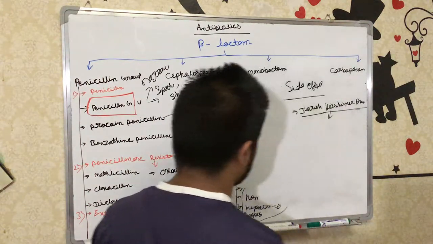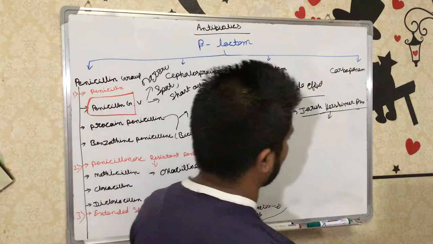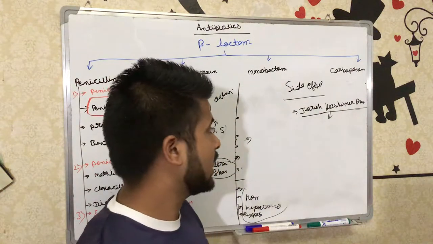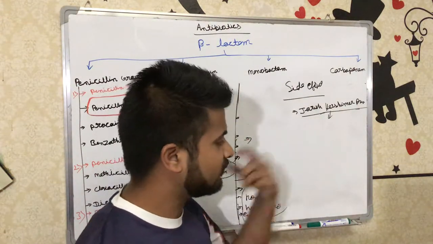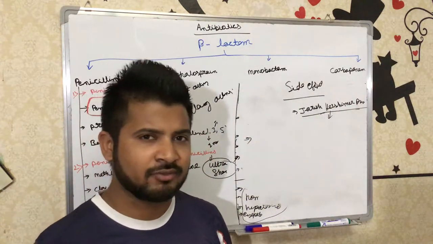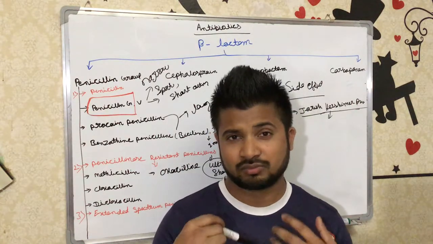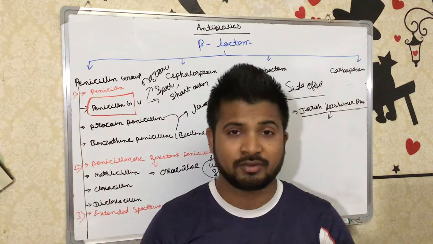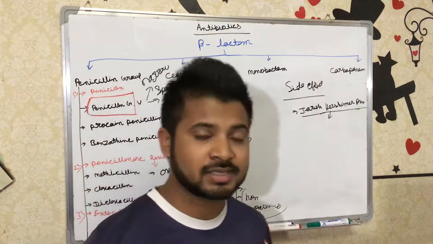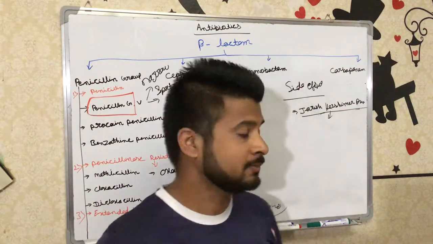Actually, what is this reaction? For example, let's talk about any person who is suffering from syphilis. The person has syphilis and you give penicillin, but after giving the penicillin, the person has fever, myalgia, and some hyperthermia. They feel fever, they feel weakness after the giving of penicillin. Why can these types of problems occur? What is the main problem?